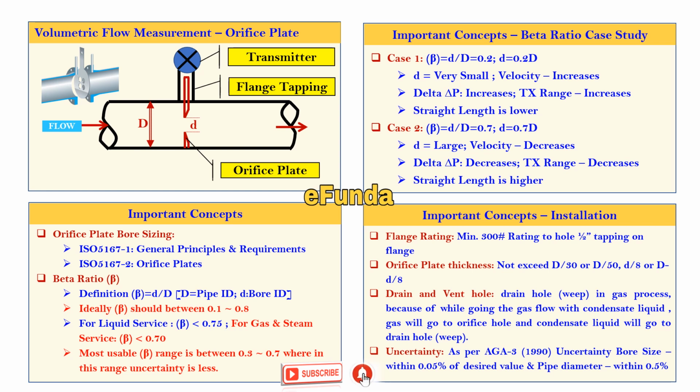and pipe diameter is within 0.0% of value. This is how the basic fundamentals are covered related to the volumetric flow measurement by means of orifice plate.